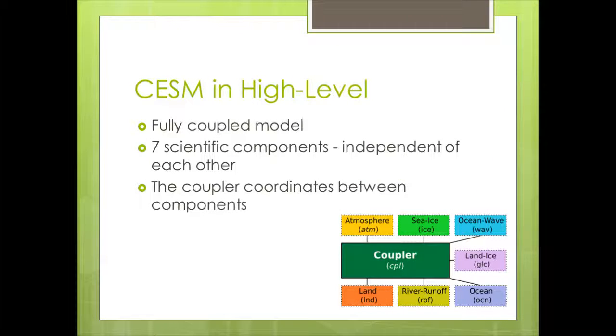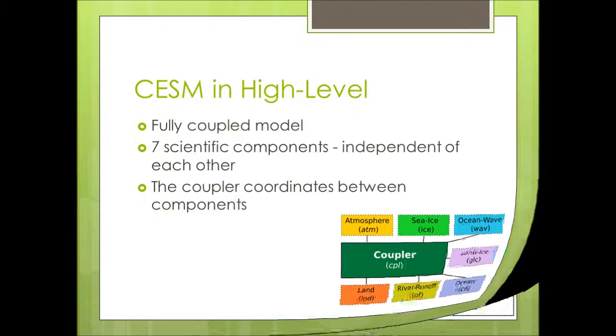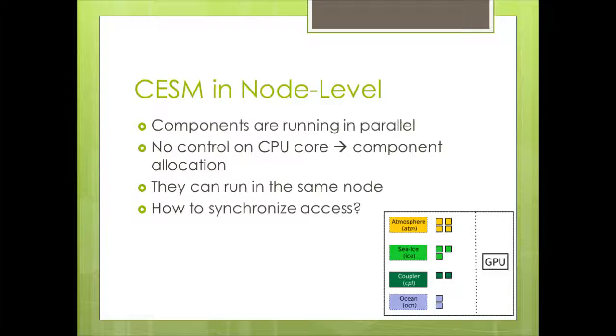CESM is a fully coupled model, combining output from all of the 7 geophysical components. Being independent of each other, the coupler is used for synchronizing between components. The components are running in parallel and on each cluster node. There is no control over allocation of CPU cores to component processes through MPI or CESM.